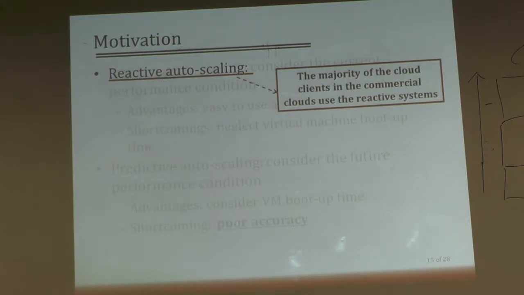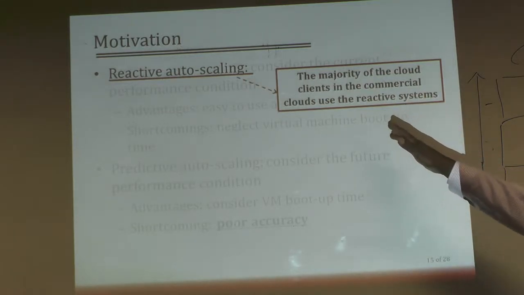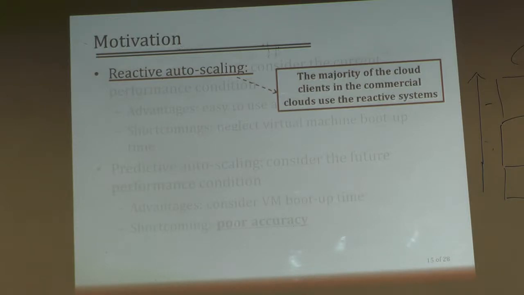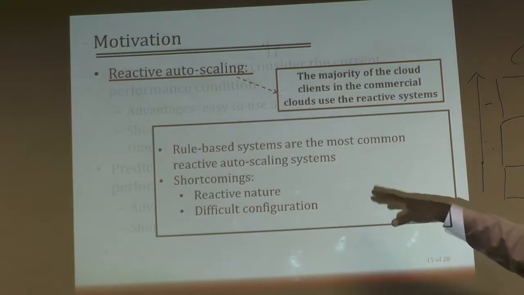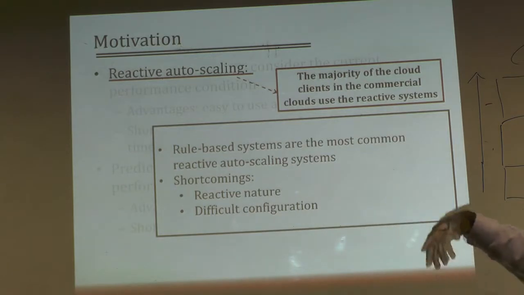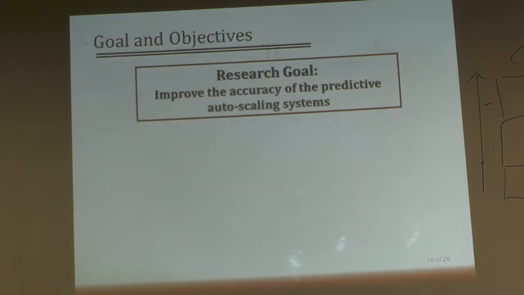Okay? So in the commercial sector, even up to today, the majority of cloud clients in commercial cloud use reactive system, because other systems can be expensive to put on initially. So they use reactive system, okay? But then, these reactive systems are generally based on rule-based systems. A rule-based system has the problem of reactive nature, difficulty in configuration, okay? So the question is, can we do anything better than that?